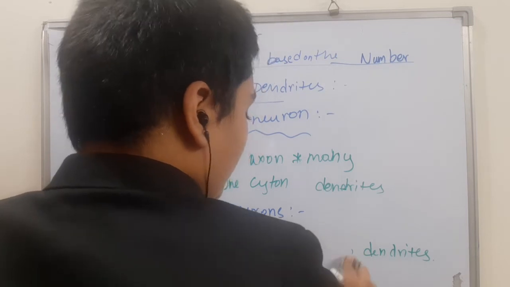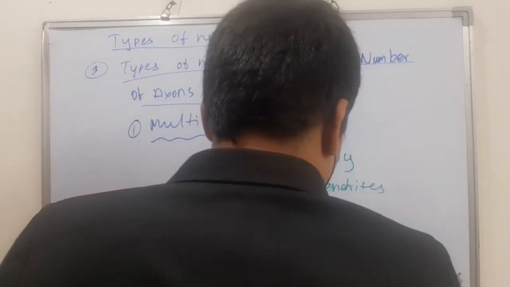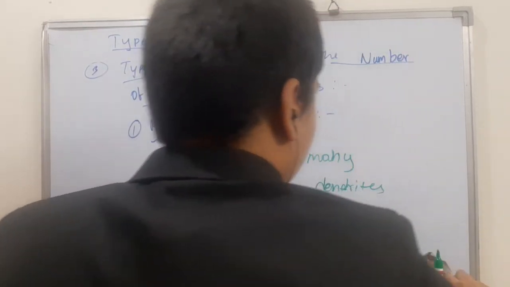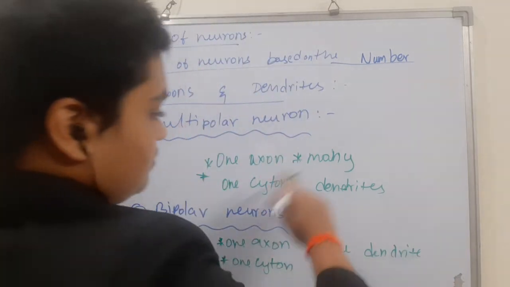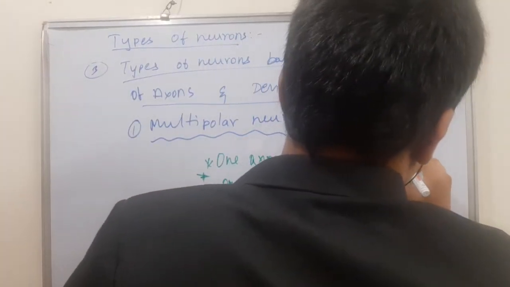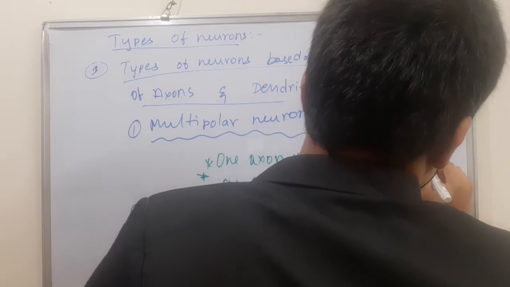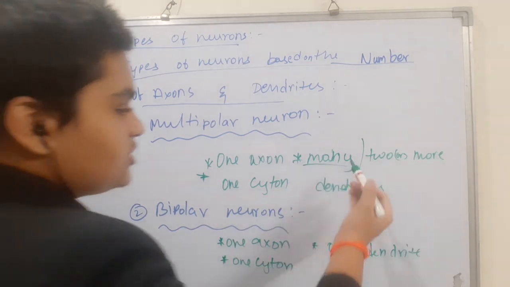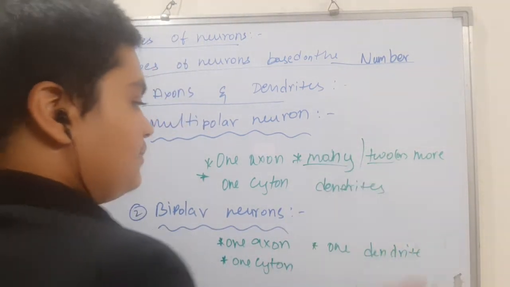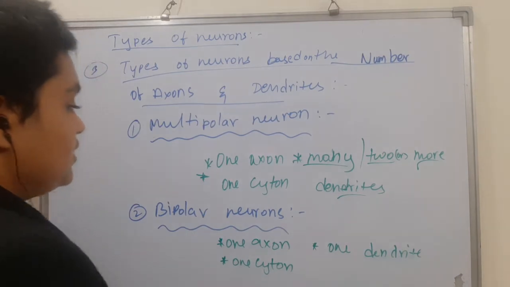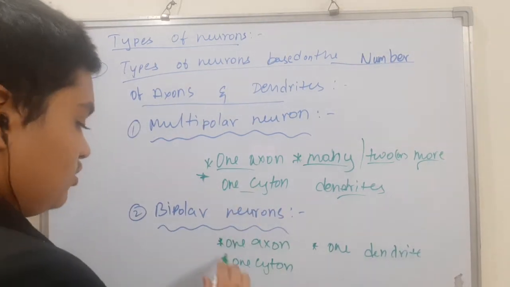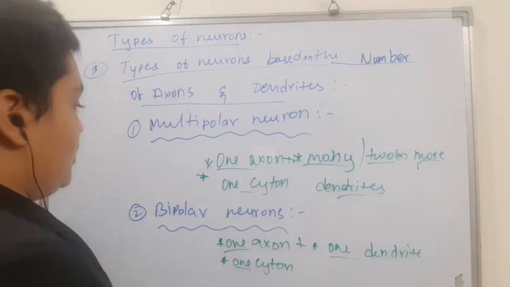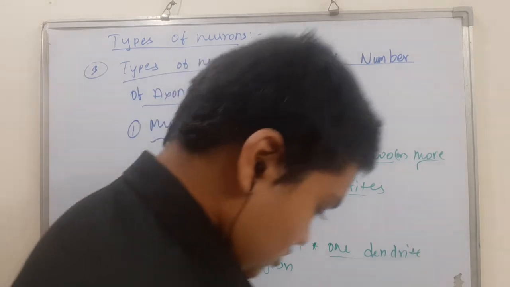Here, one axon, one dendrite. But whereas coming here, two or more dendrites. So please be clear in this. Multipolar neurons have many dendrites, which means there can be two or more than two dendrites, and they have only one axon, one cyton. Bipolar neurons have one axon, one cyton, but only one dendrite. Okay? These are bipolar neurons.